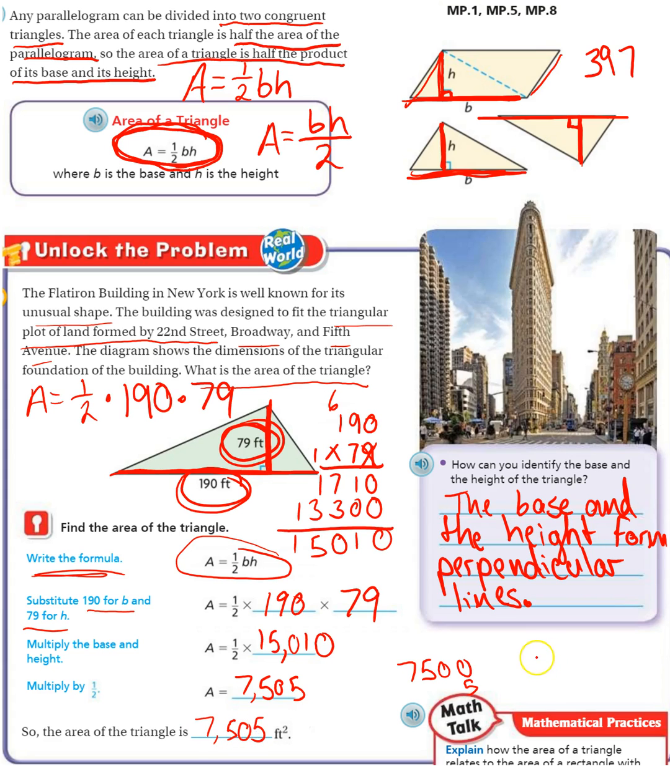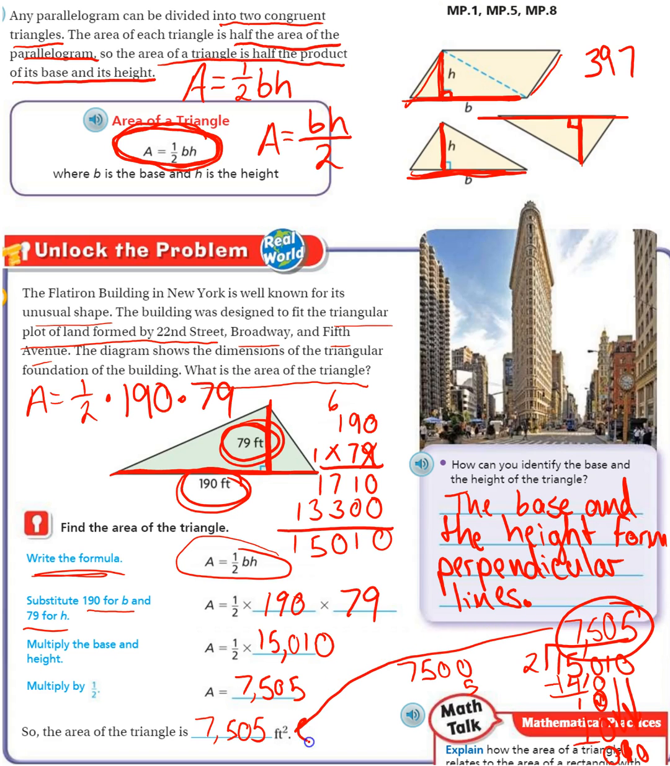Or I can work that out as 2 into 15,010, because remember, multiplying by 1/2 is the same thing as dividing by 2. 2 can't go into 1. 2 can go into 15 7 times. 7 times 2 is 14. Subtract gives me 1. Add a 0, bring it down. 2 goes into 10 5 times. That's 10. Subtract gives me 0. Bring my 1 down. 2 goes in 0 times. So 1. Bring my 0 down. 2 goes into 10 5 times. So there again is my answer.